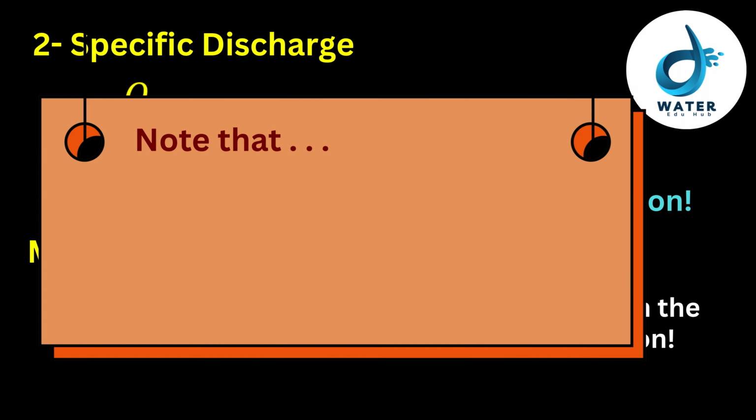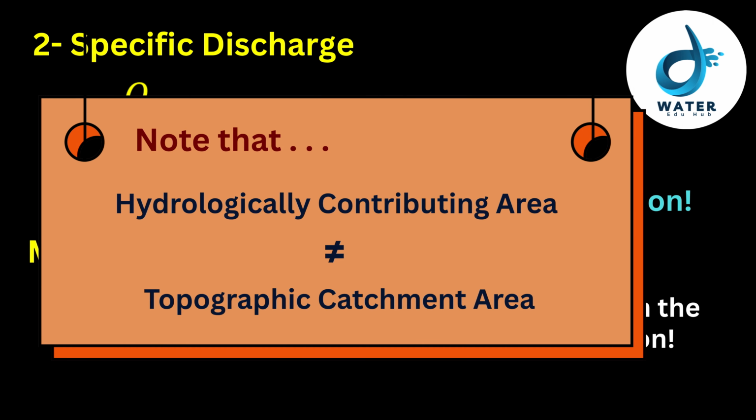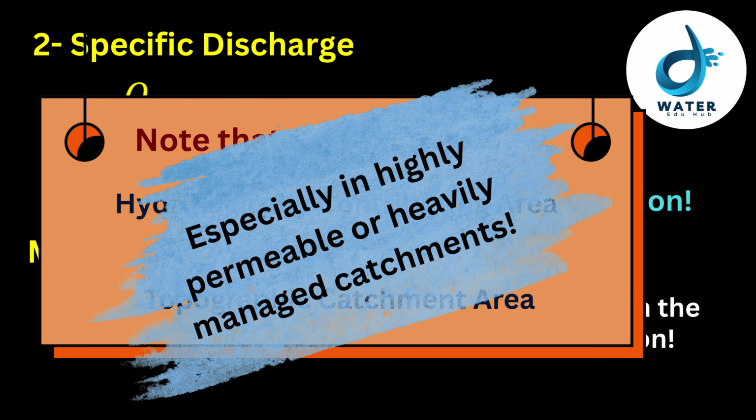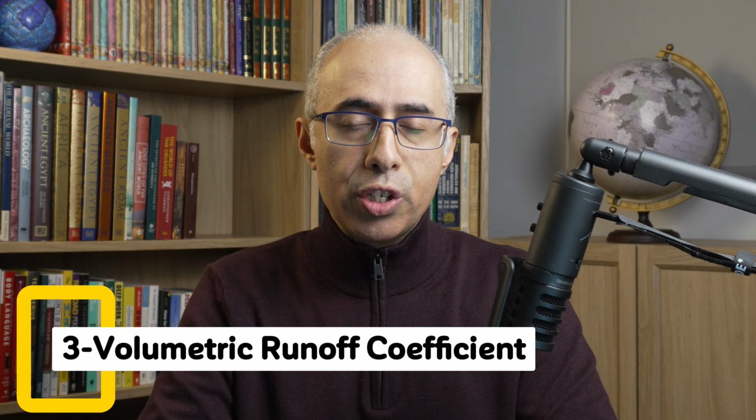Also note that the true hydrologically contributing area can differ from the topographic catchment boundary, especially in highly permeable or heavily managed catchments. The third indicator is the volumetric runoff coefficient. It is defined as the ratio of the total runoff depth to the total precipitation depth in a catchment over the same period of time.